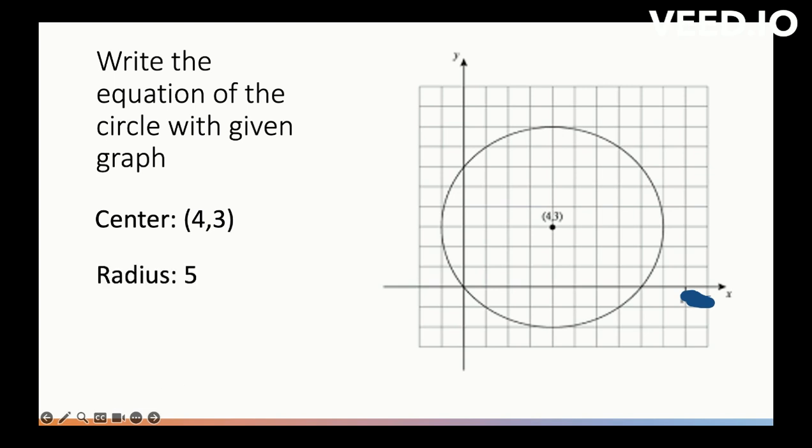From this information, we can have our equation, which will be (x - 4)^2 + (y - 3)^2 = 25. And that is it.